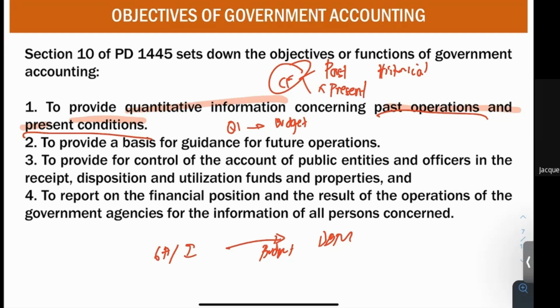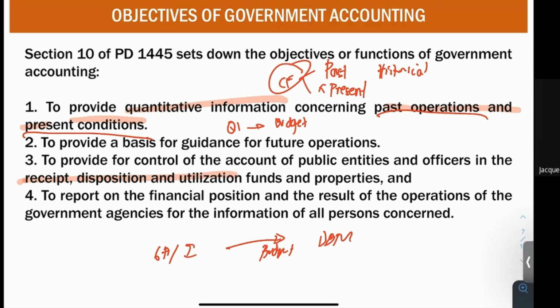Number three, to provide for control of the accountability of public entities and officers in the receipt, disposition, and utilization of funds. We have already placed emphasis on this whole process, from the time funds are appropriated, allotted, obligated, and disbursed.